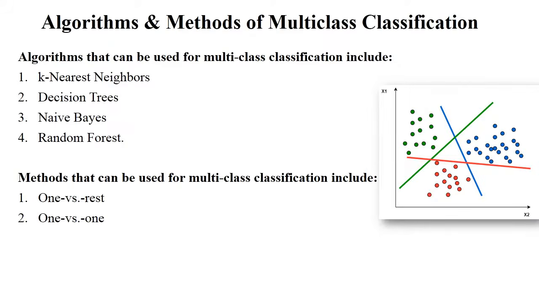So what are the algorithms and methods of multi-class classification? Here is the list of algorithms: k-nearest neighbor, decision tree, naive Bayes, and random forest. We will learn these algorithms one by one in the next sessions. There are two methods that can be used for a multi-class classification problem, that is one versus rest and one versus one. Let's see how exactly these methods work.